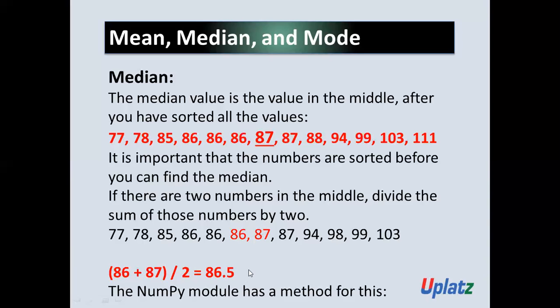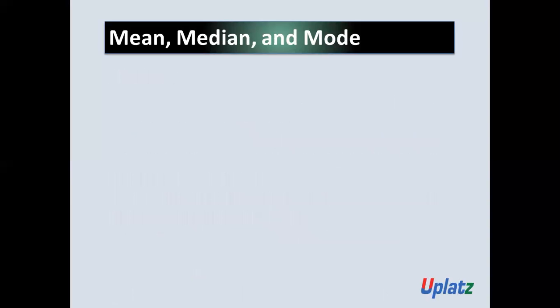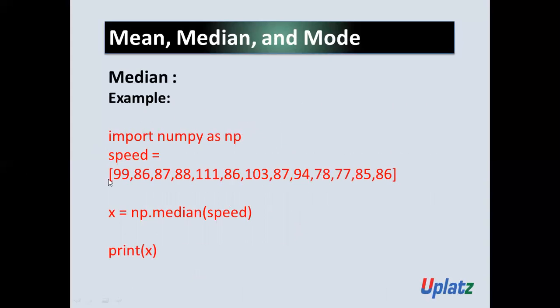Now, with the help of coding, how can you find it? Again, the NumPy module has a method for median, so it's very easy again. Import NumPy as np and then write your data, speed equal to, for example, the speed of a total of 13 cars. And you need to find the median of this one. So write np.median of speed. To find the mean, we write np.mean and then supply the data here. To find the median, write np.median(speed), and the result of this one you can assign to x, y, z, whatever it is, and then you can print it.